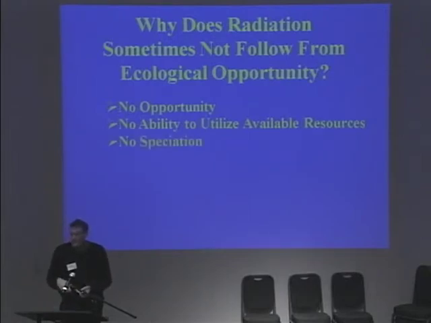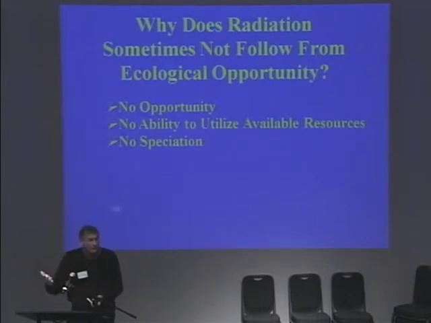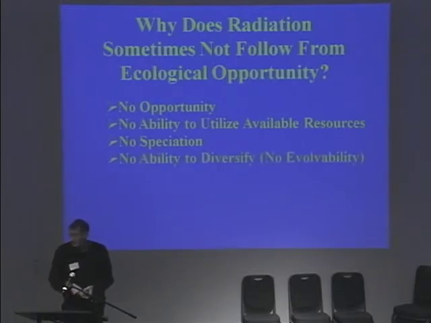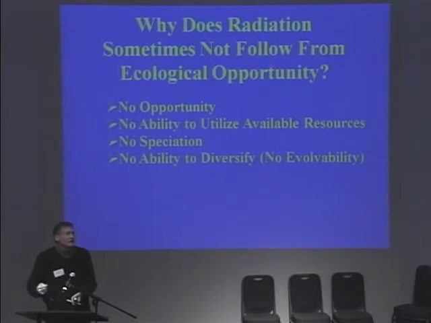A third possibility I'll get back to later: maybe speciation for some reason can't occur. Speciation is necessary for adaptive radiation. If you don't have multiple species, you can't have a radiation. And if a group can't speciate for some reason, then it can't take advantage and diversify. And the last example, something we talked about a lot yesterday: maybe for some reason a group simply is not evolvable. They can't diversify in the presence of this opportunity.